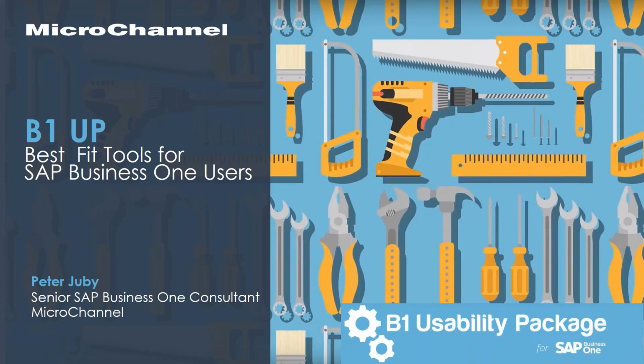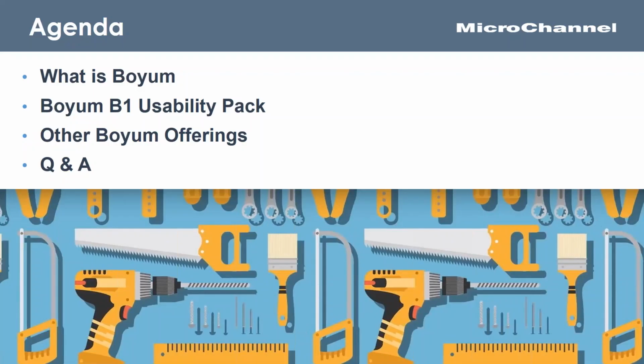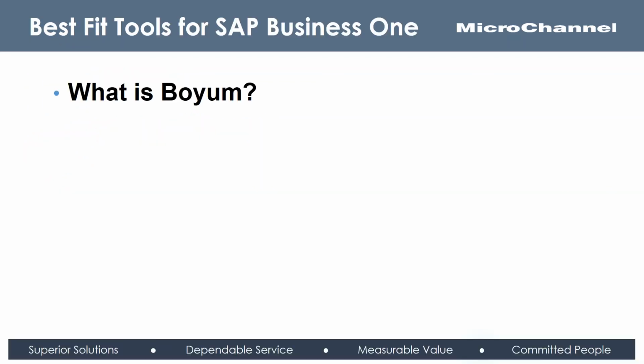Welcome to this training session on the best fit tools for SAP Business One users. Our agenda for today, we're going to have a look at the B1 Usability Pack. We'll also mention a few of the other BOYM offerings, and at the end of the session we will allow for some questions and answers. So let's jump right in.